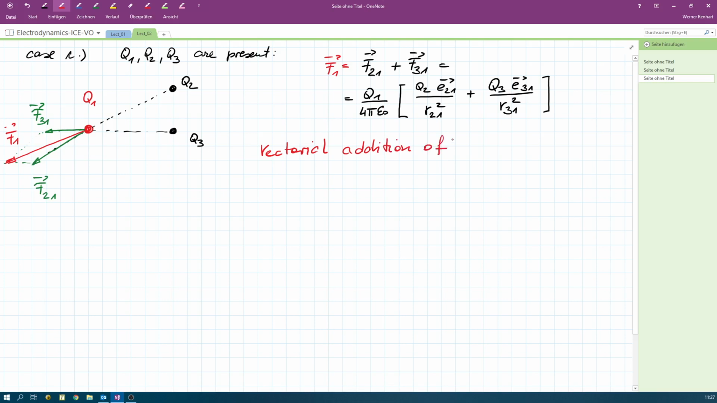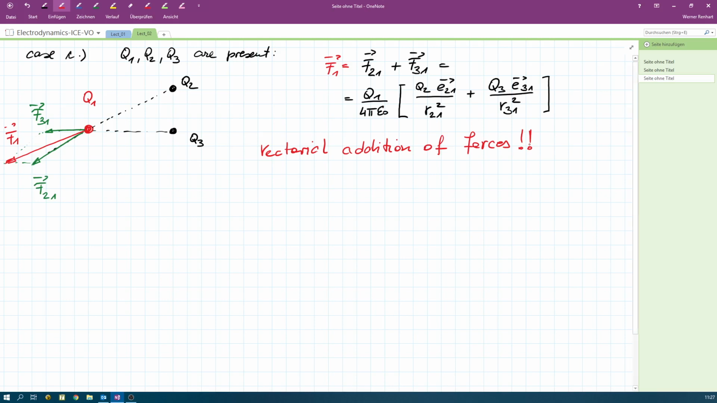Of the effects of the forces. So it is quite wrong to add only the magnitudes of the forces to the whole force, because this may cancel out if Q1 and Q3 are in the same line as Q1, Q3, and may be of opposite sign. Maybe there's something zero in between.